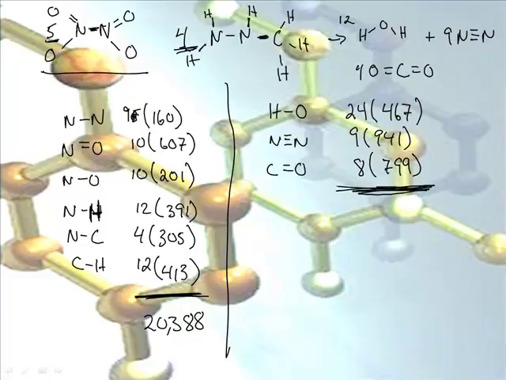So what does this add up to, Mr. Sam? 26,069. Okay, so what do you do now? Products minus reactions. 20,388 minus 26,069, about negative 5,000 something? Negative 5,681.